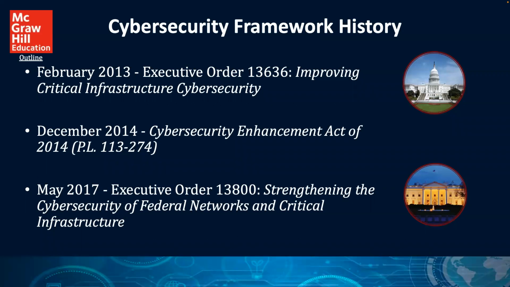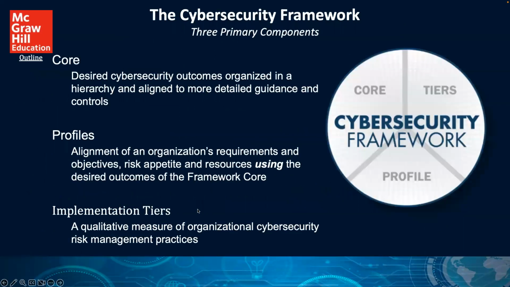So there has been a history in the cybersecurity framework. There clearly was seen through executive orders that there was a need for improving critical infrastructure cybersecurity. And so these are the kind of outcomes that are laid out there. There are three components of the cybersecurity framework: the core, the profiles, and the implementation tiers. The core is the desired cybersecurity outcomes organized in a hierarchy and aligned to more detailed guidelines and controls.